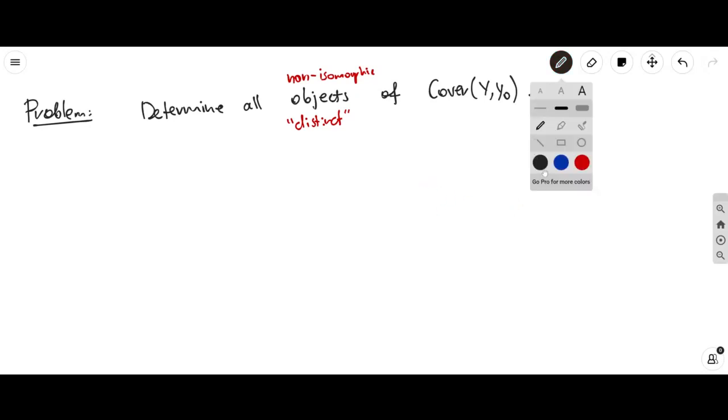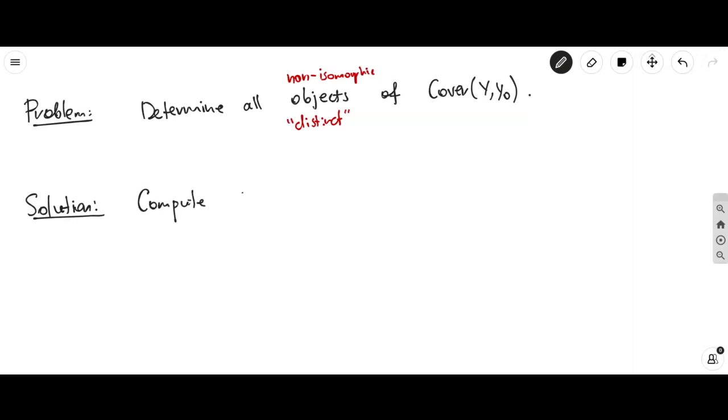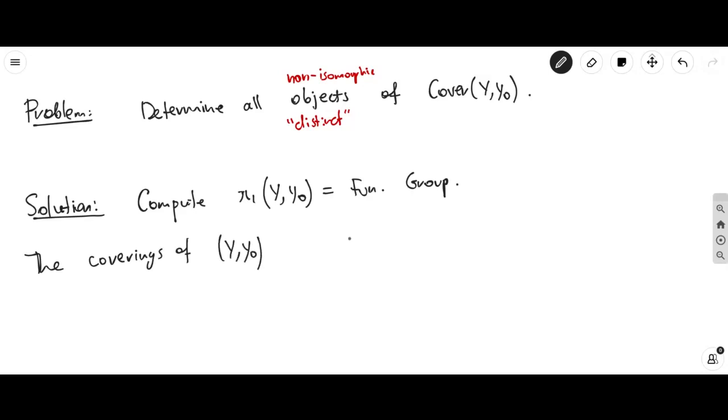And this is the part that's going to be amazing. So this is the amazing solution. You're going to compute the fundamental group of that space, right? So this is the fundamental group. Not the Galois group, but it's the fundamental group. And this is the amazing answer. So the coverings of Y are determined by the subgroups.